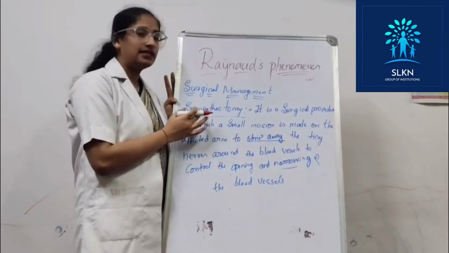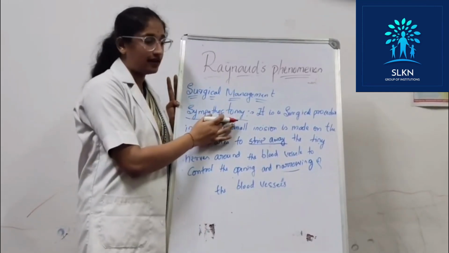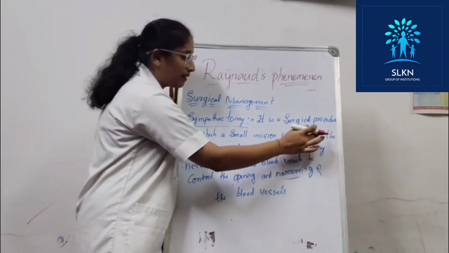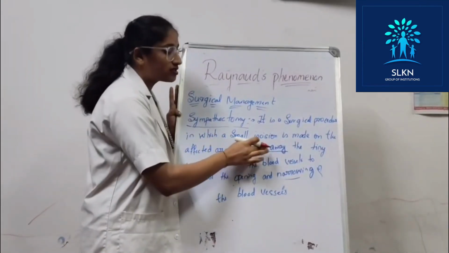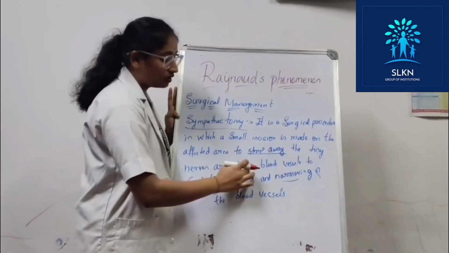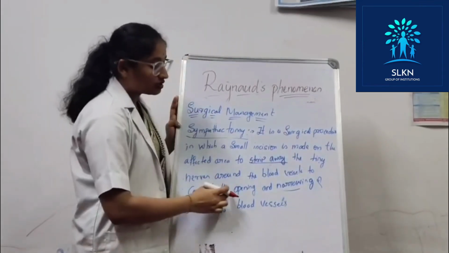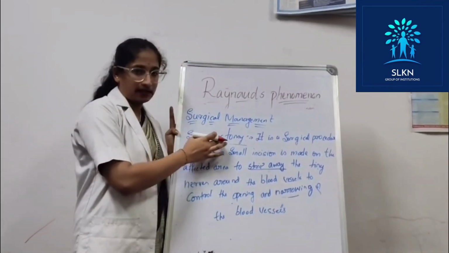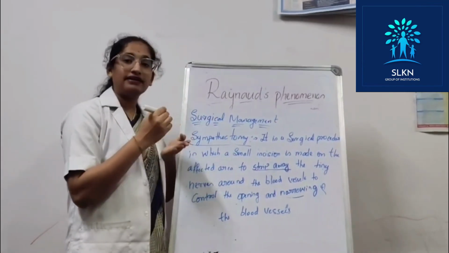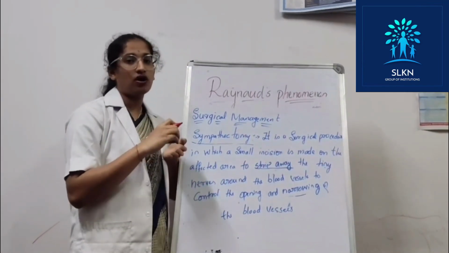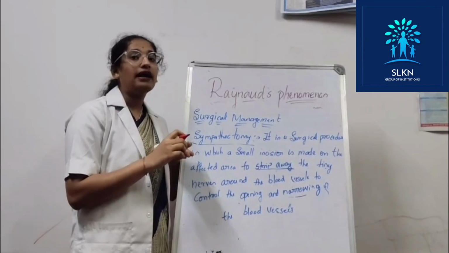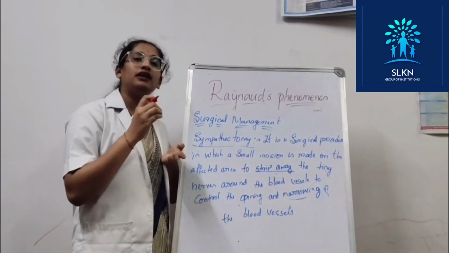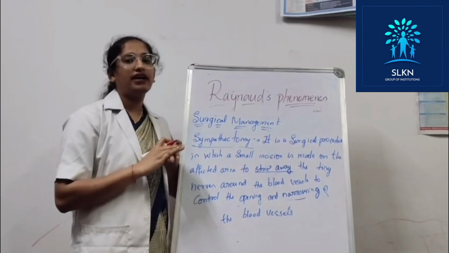In surgical management, sympathectomy is conducted. It is a surgical procedure in which a small incision is made on the affected area to strip away the tiny nerves around the blood vessels. It controls the opening and narrowing of the blood vessels. So in sympathectomy, a small cut is made in the affected area and the affected nerves around the blood vessels are removed, and it increases the blood flow in the fingers and toes.